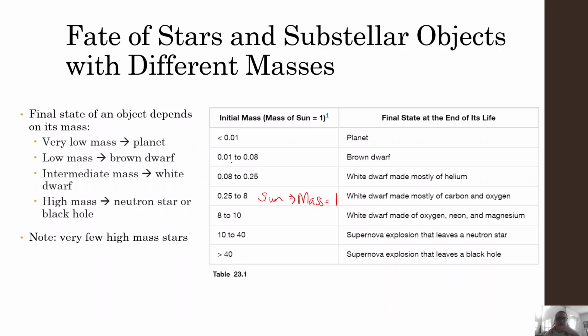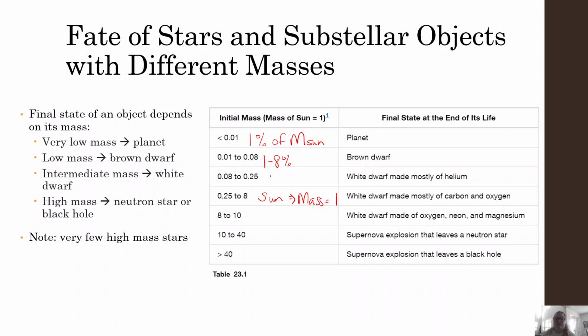No, 1%. Yeah. 1% of the mass of the sun. So let me write that. 1% of mass of the sun. Now it makes it a little easier. We will have a planet, or if we have 1 to 8% of the mass of the sun, we'd have a brown dwarf that we have talked about previously.